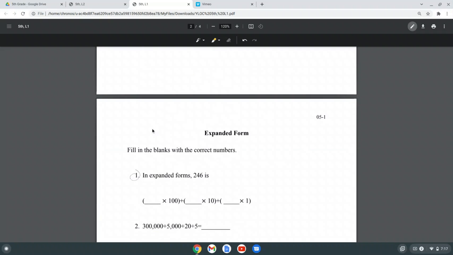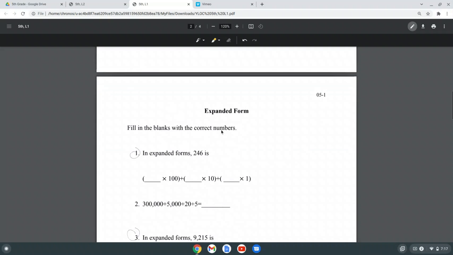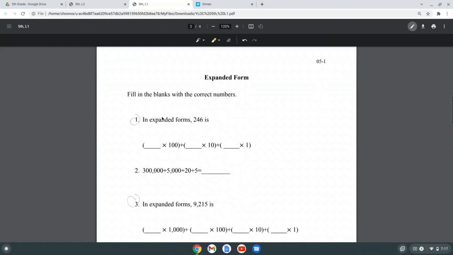Next, expanded form. Fill in the blank with the correct numbers. In expanded form, 246 is 2 times 100. So this is the hundreds place, so it'll be 2 times 100. That'll equal 200.